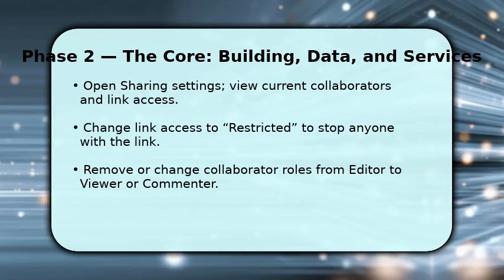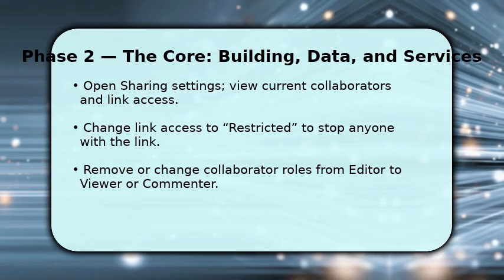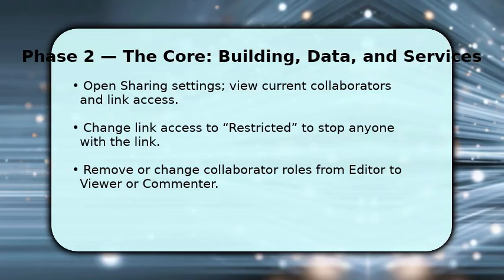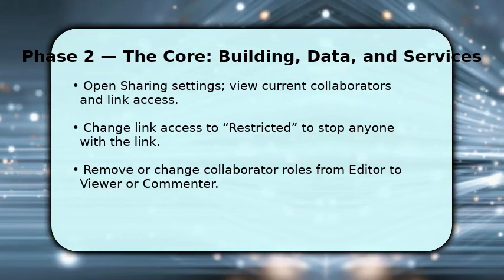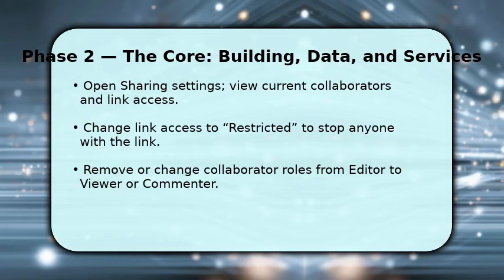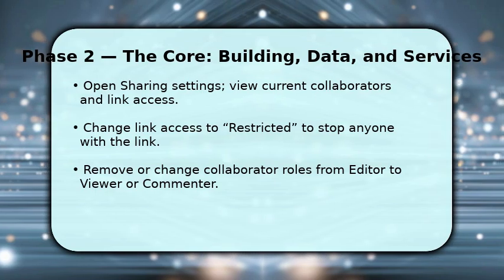Then inspect listed collaborators. Remove anyone you don't want or downgrade editors to viewer or commenter. That prevents further file edits or resharing. Make these adjustments deliberately, since roles control downstream permissions. After updating, click Done to save the changes and lock the basic access.